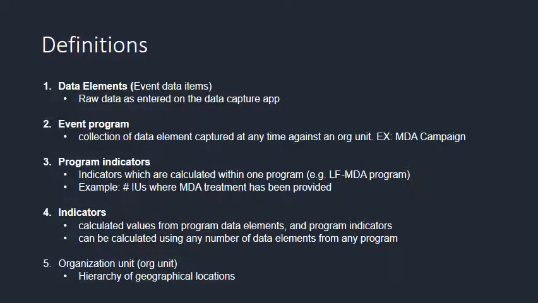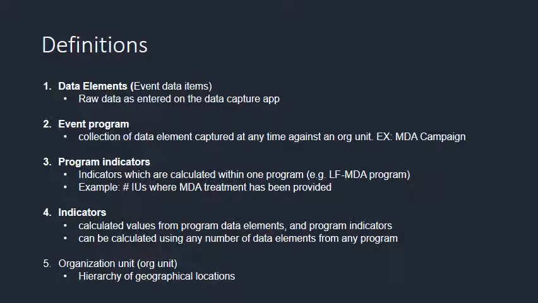So I want to start off with some definitions which you will encounter when you are navigating the various data visualization applications. The first one being data elements, also referred to as event data items. And these are our raw data as they're entered on the data capture app. So in the Ascend program where we use the Capture app to record events, every field on a data entry form would be referred to as a data element.